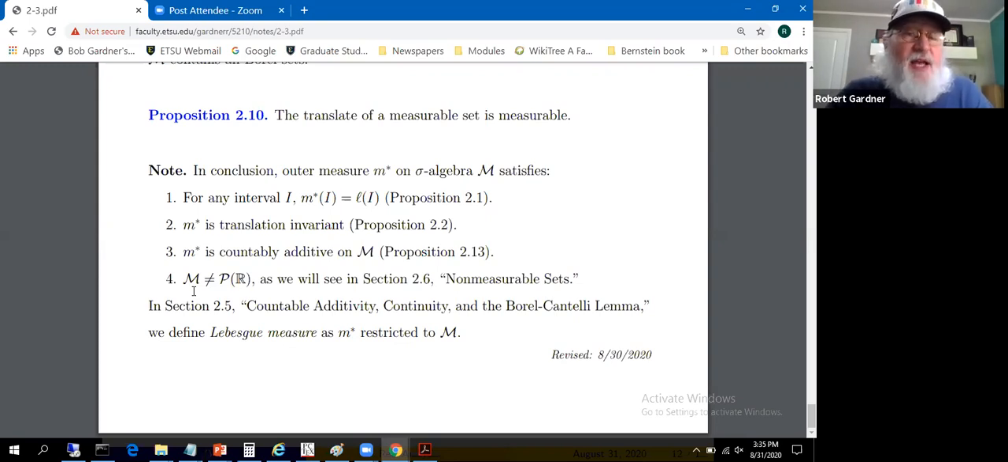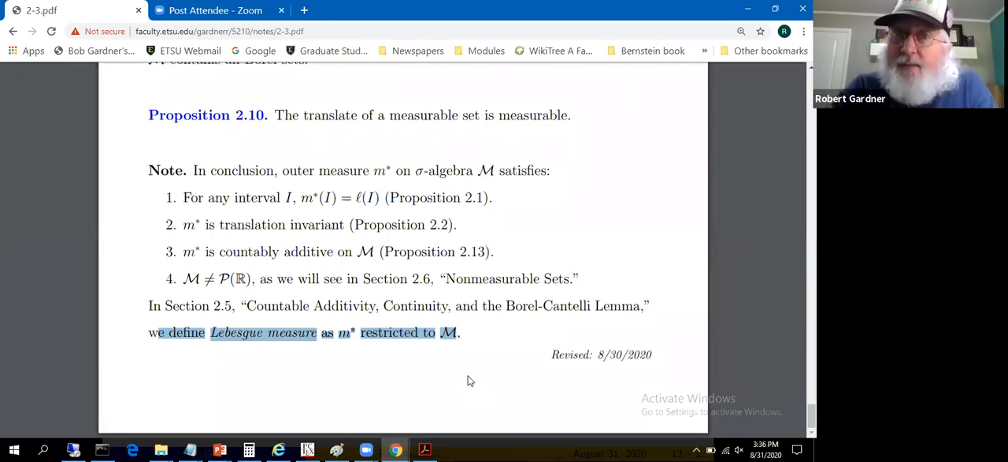If we stuck with outer measure, we've got property 4. We've got something that's defined on the power set of the reals. Yeah, but it ain't countably additive, to be shown in the future. So what we're going to do is take outer measure and restrict it to the sigma algebra of Lebesgue measurable sets. That won't equal the power set of the reals. Give me a couple of sections and we'll establish that there is a set that's not in calligraphy M. And what we will do is define Lebesgue measure to be outer measure applied to calligraphy M.